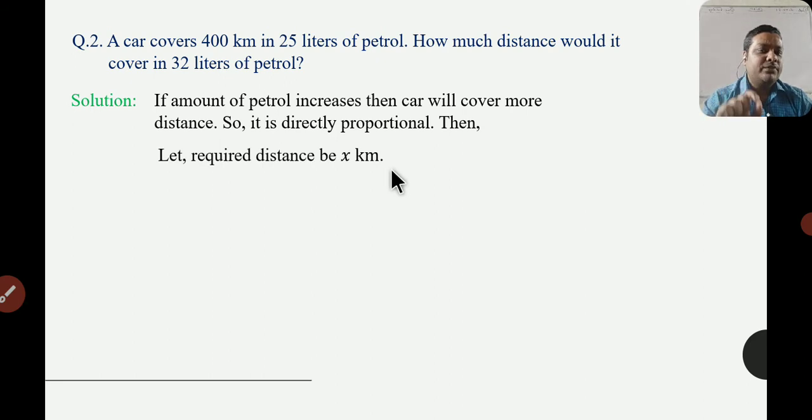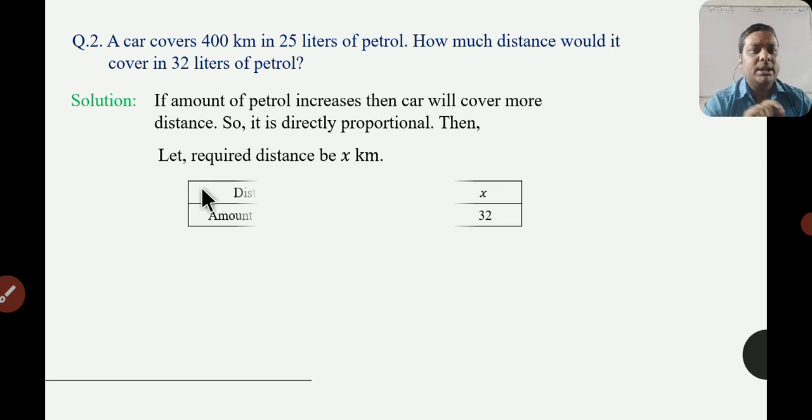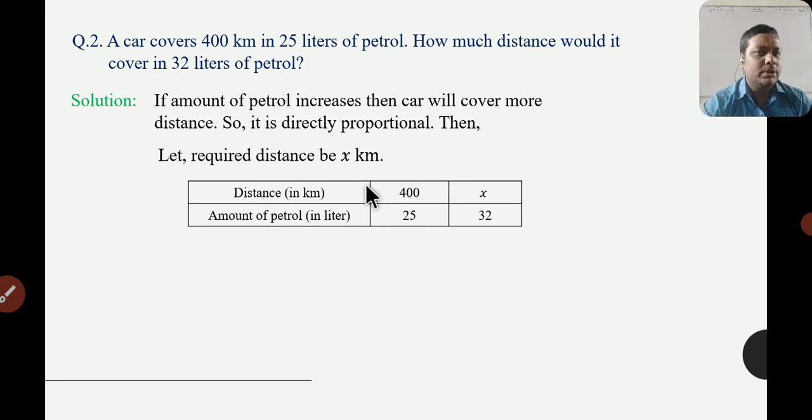So now at first we will assume the required distance as x kilometer. Then we will draw a table. Here we can write distance in kilometer. When the distance is 400 km, then petrol is 25 liters. But when the distance is x kilometer, then petrol will be 32 liters. In that case, since it is directly proportional, we will divide 400 by 25 and x by 32, and both will be the same. Now by cross multiplication we can write x is equal to 400 into 32 by 25.